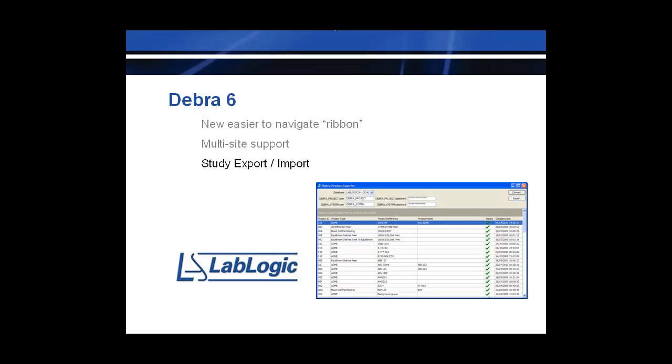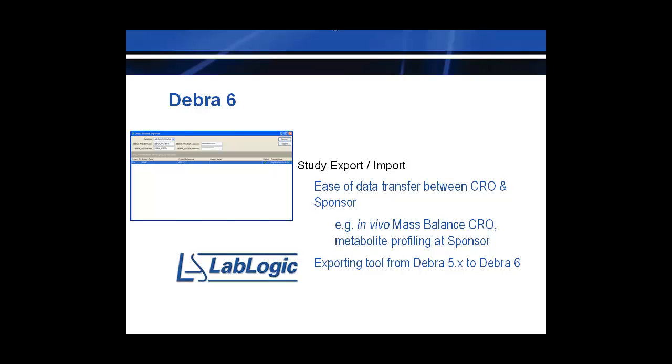Another new feature of Debra 6 is the ability to export and import data between databases. Many pharmaceutical companies are cutting back on the amount of in vivo work being conducted, preferring to outsource this to a contract laboratory. However, often the metabolite profiling portion of the study is retained in-house by the sponsor, and biological samples and data are shipped back for further analysis.